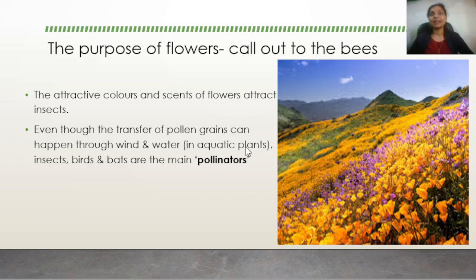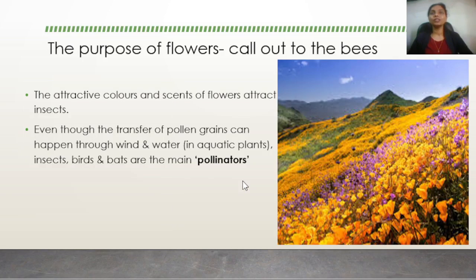So in aquatic plants, as you may guess, since pollination already takes place through either wind or water, the flowers do not have to spend a lot of energy to produce brightly colored petals and the lovely fragrance to attract the insects, so such plants will not look very attractive. So in other plants where the pollination has to take place through insects, the insects, birds, and bats are the main pollinators. So what are they called? They're called the pollinators, through which the process of pollination takes place.